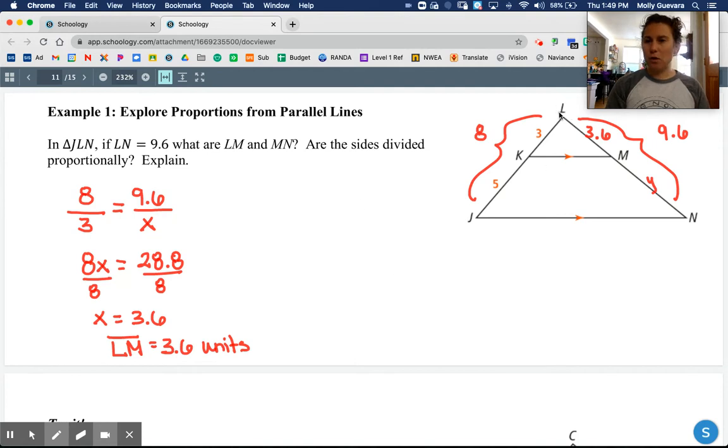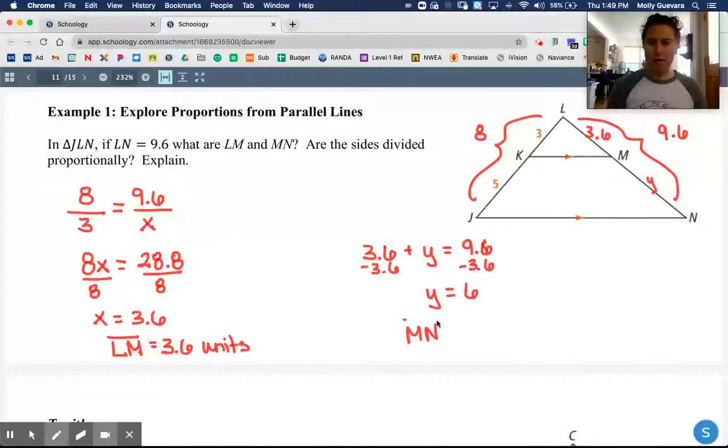So the length MN, which is y, right? So if I add up LM, which is 3.6, plus MN, which is y, I should get the whole length, which is 9.6. So I subtract 3.6, subtract 3.6, and I get y is equal to 6. So that tells me that the length MN is equal to 6 units.